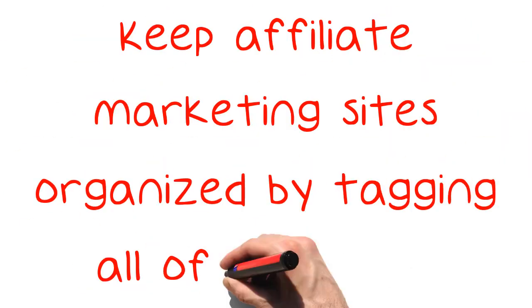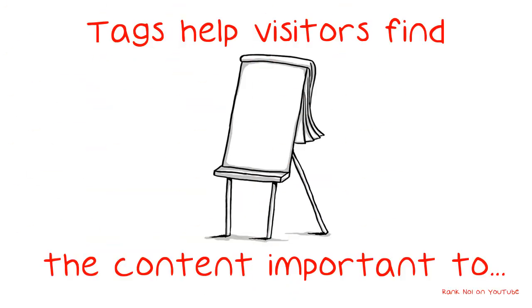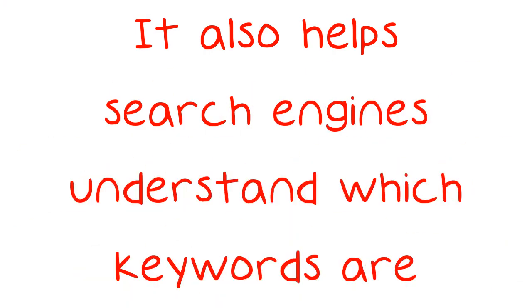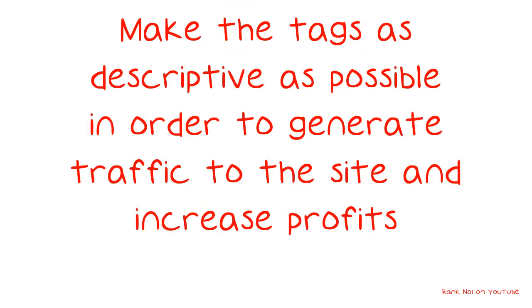Keep affiliate marketing sites organized by tagging all of the posts. Tags help visitors find the content important to them. It also helps search engines understand which keywords are relevant to the site. Make the tags as descriptive as possible in order to generate traffic to the site and increase profits.